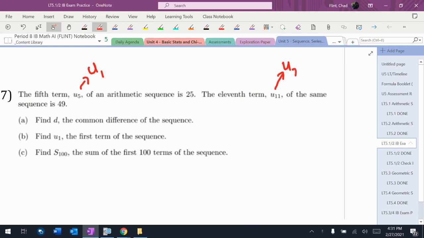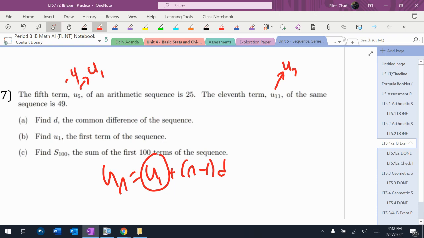Because if I don't do it this way, my formula is Un equals U1 plus n minus 1 times d. And the problem is if I plug U5 in here, this is going to get messed up in terms of what it is. There's other ways to do this, but I like to just shrink them. So I shrink the first one down to U1, and then whatever happened, it lost 4. I make sure that this one loses 4 also.